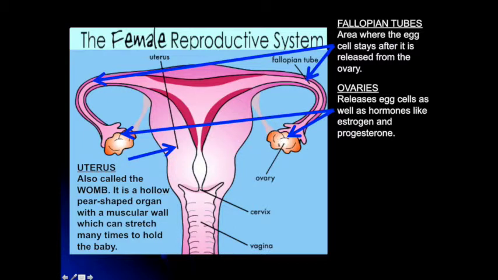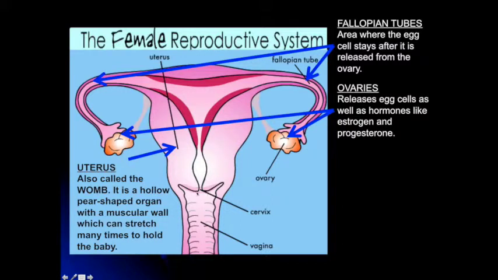So let's start again. Number one would be the ovary, where your egg cells are stored. Then number two would be the fallopian tube, where the released egg stays and waits for the sperm. And if the egg is fertilized, it travels down to the uterus, which is number three. So that's where it grows into a baby.